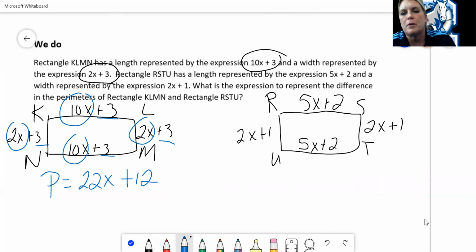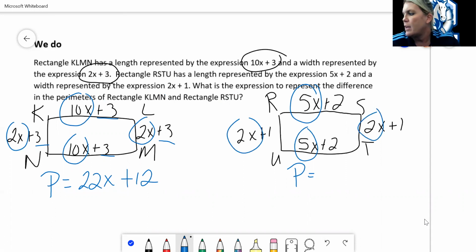Now if I do the perimeter of the other one, and again, at any time you can pause the video and see if you can do it and then come back and check. 5 plus 5 plus 2 plus 2. That gives me 14x. Then add your units together. 1 plus 2 plus 1 plus 2, which gives me 6. There are my two perimeters.